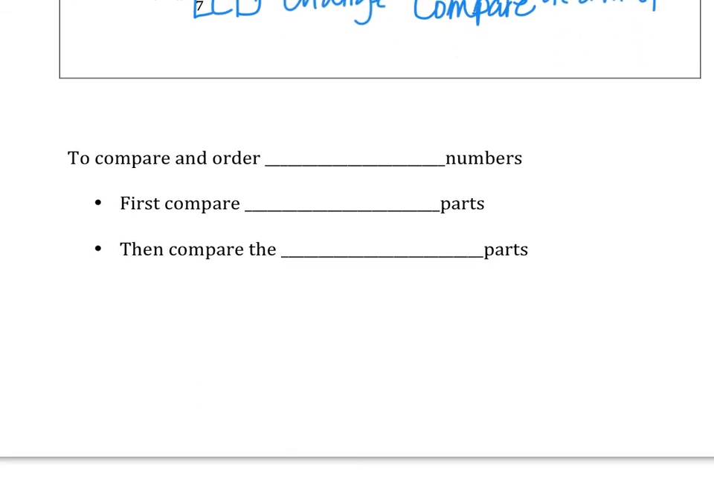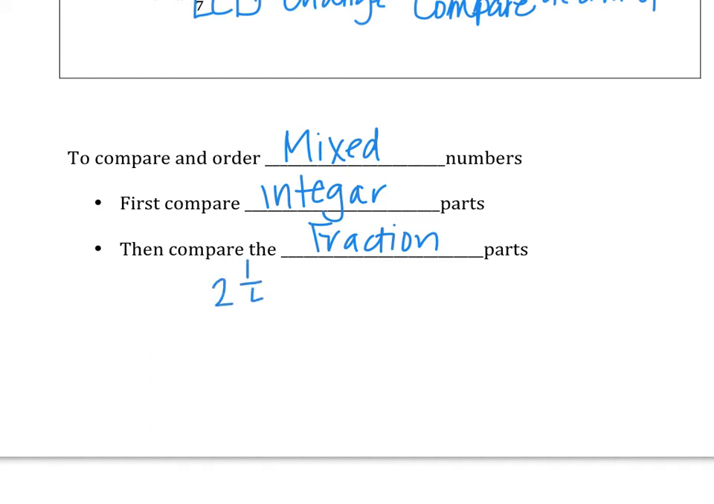Lastly, to compare and order mixed numbers, first we want to compare the integer parts. Then we want to compare the fraction parts. So let's just say that we were comparing 2 1/4 to 3 2/5. The first thing that we're going to do is compare our whole numbers. So we're comparing the 2 to the 3. Well, we already know that the 2 is smaller, so we don't need to go any further.